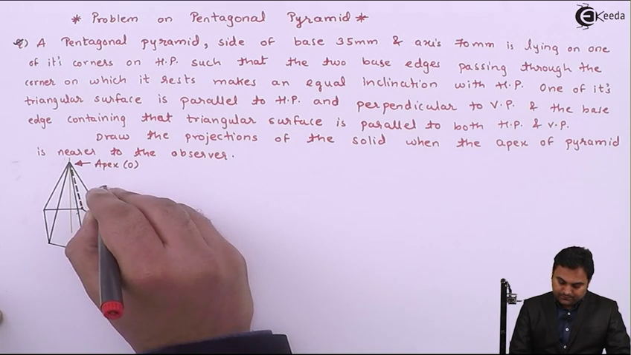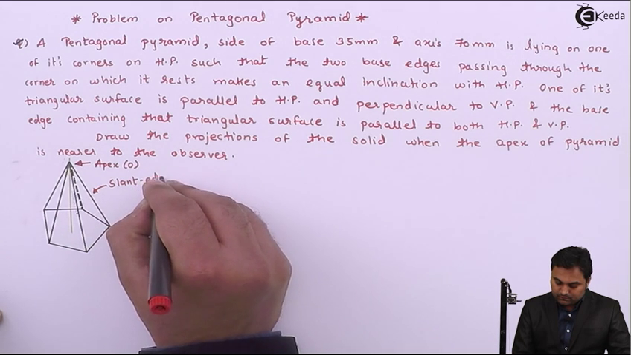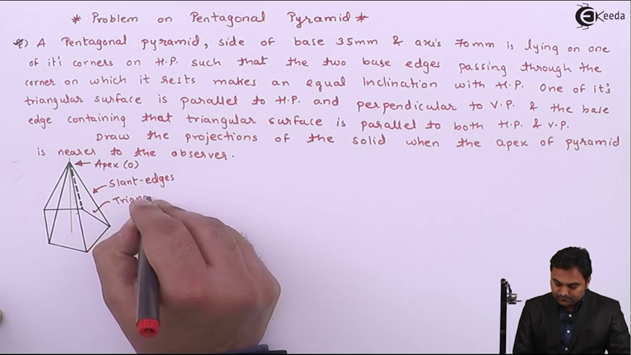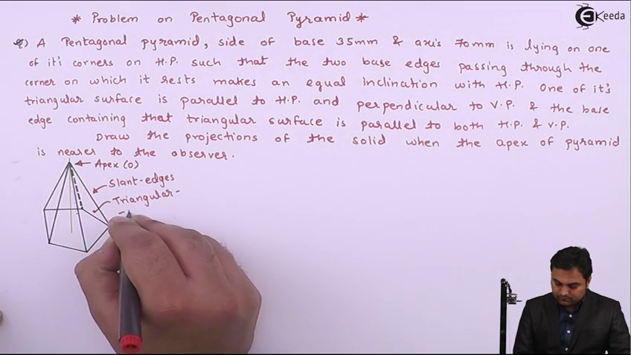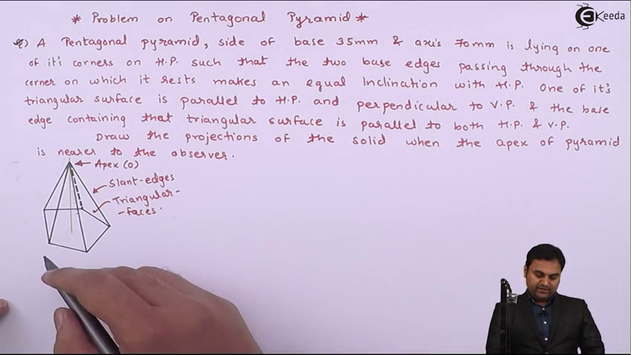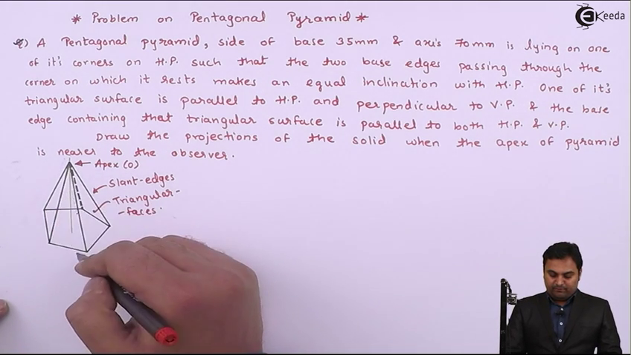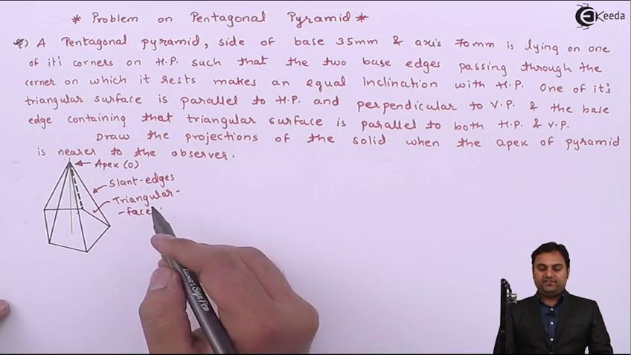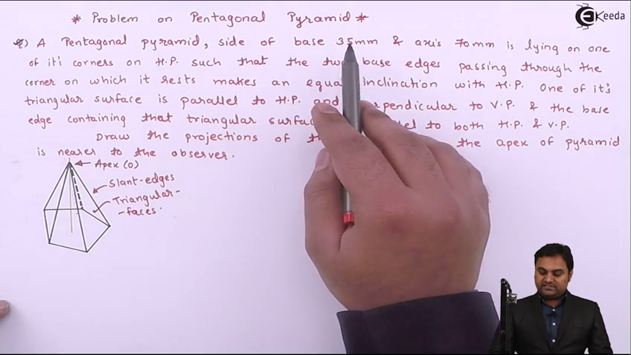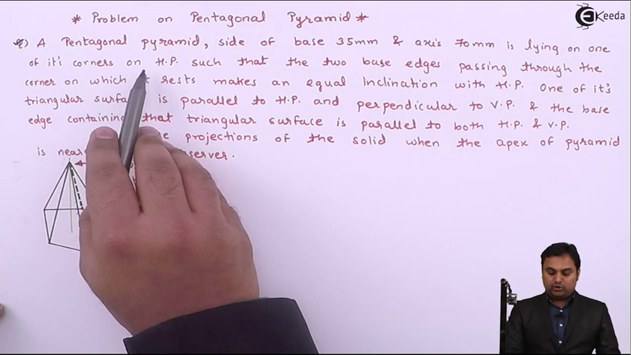O. These are the slant edges, and here are the triangular faces. So this pentagonal pyramid has 5 base corners which are connected to the common apex by the slant edges forming the triangular faces. Now in the question it is mentioned that pentagonal pyramid, side of base 35 mm and axis 70 mm long, is lying on one of its corners on HP.